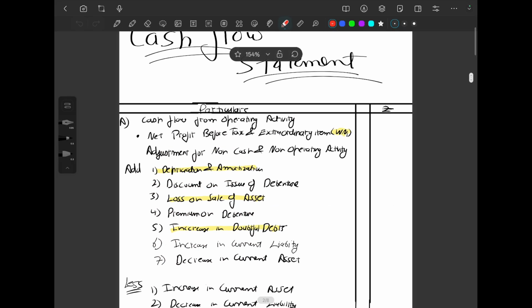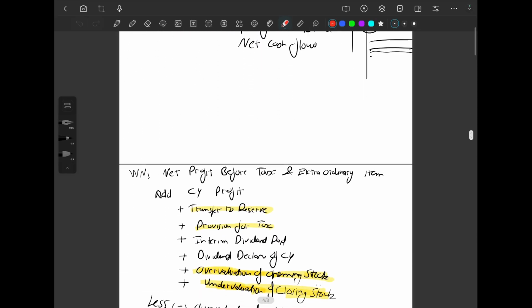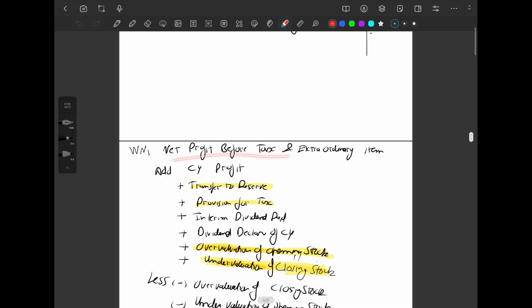So let's start with the operating activity, in which we first calculate net profit before tax and extraordinary item, that will come from working note 1. So first we see working note 1 for net profit before tax and extraordinary item. So first we add the current year's profit, which also comes from subtracting previous year and current year, as you all know. And any transfer during the year to the reserve, like General Reserve that is increasing this year compared to last year, that is transfer to reserve. And any provision for tax, dividend paid, dividend declared during the current year.